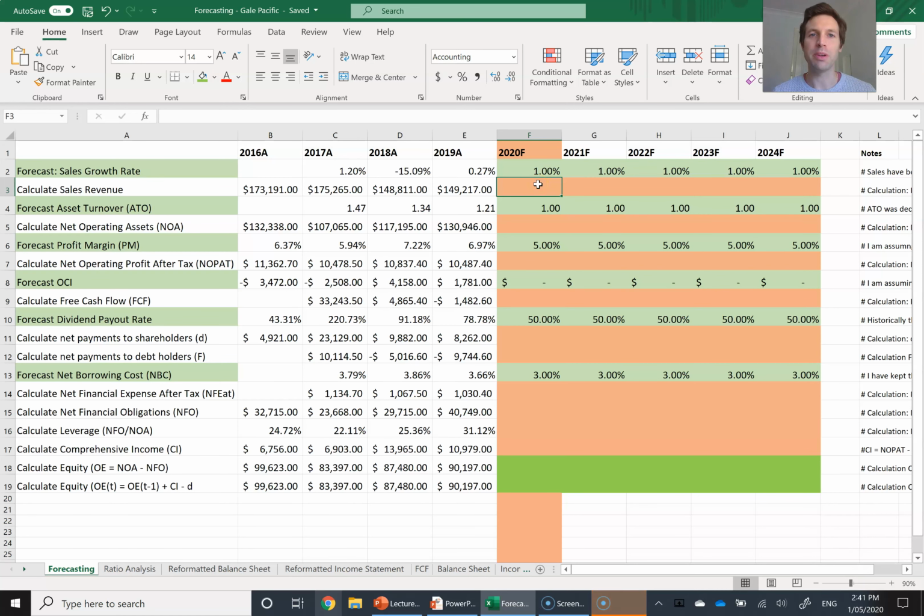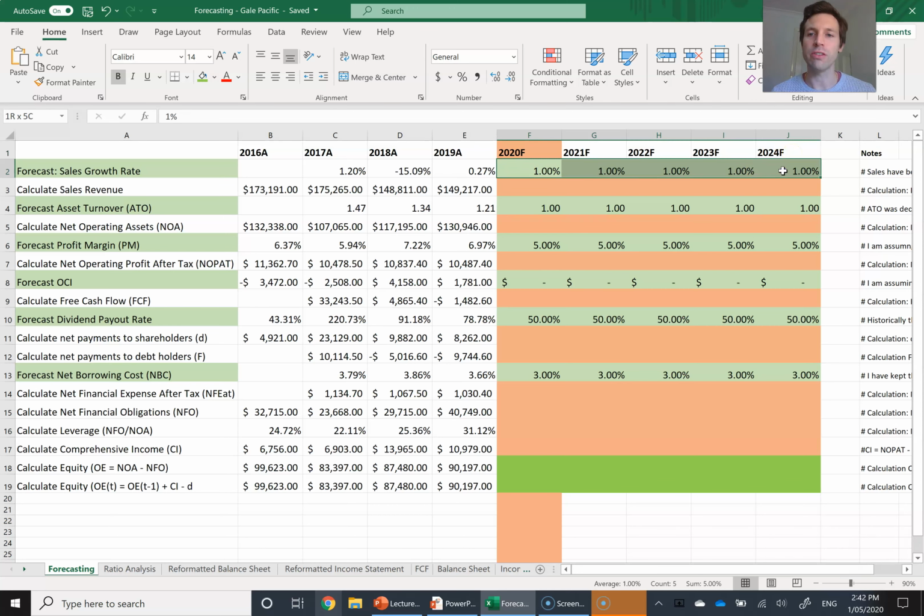Here we have the Gale Pacific spreadsheet that we've used over the last few weeks, and I've started the forecasting template. Over here I've got the 2016 to 2019 data, which is brought in from our reformatted balance sheet and reformatted income statement. And then from column F to column J, we've got the 2020 to 2024 forecast data.